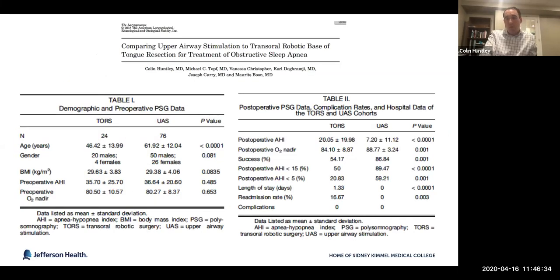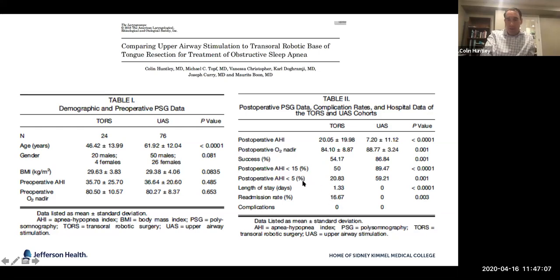There have been 2 papers out on TORS, one from the University of Pennsylvania and Erica Thaler, and one from us. This is just our paper, and again, you see improvement in the post-op AHI outcomes with the upper airway stim group compared to TORS. This is a bit less of an apples to oranges comparison, as I think about 80% of the TORS group had palate surgery at some point in time as well. So the majority of this group did have a multi-level approach to management of their apnea.